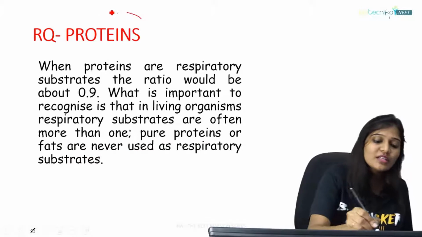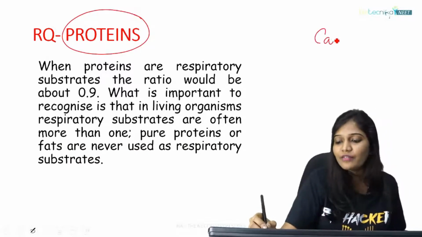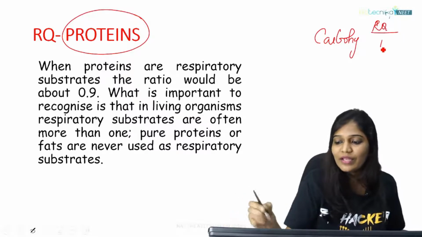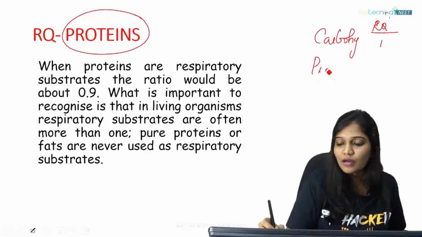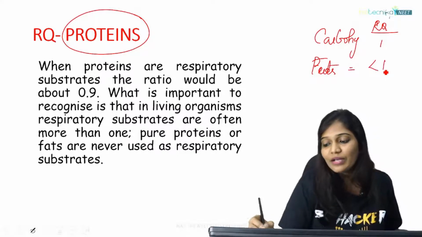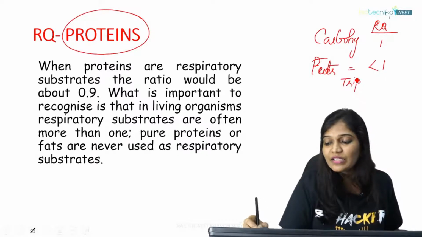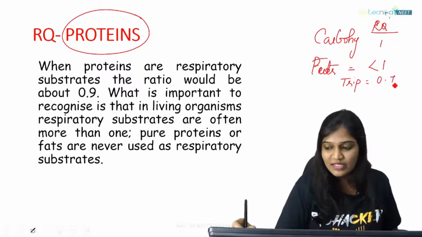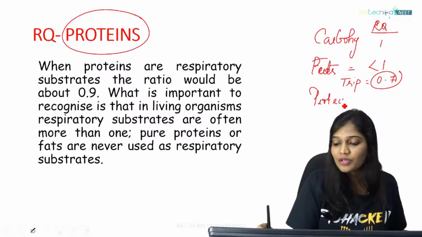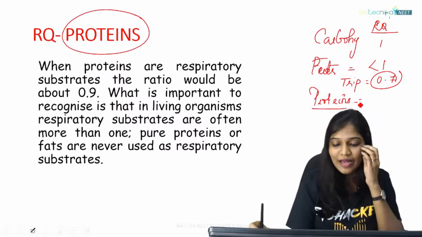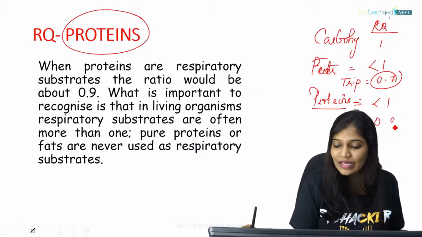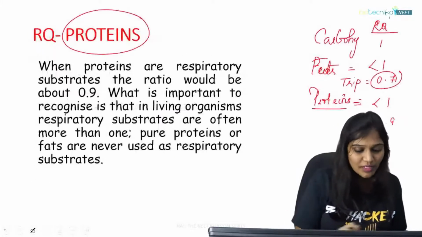Okay. Proteins. So I told you for carbohydrates, the RQ value is going to be 1. We have done with fats, which is going to be less than 1. Tripalmitin, very specifically, is going to be 0.7. If it's proteins, proteins usually have a value which is less than 1. Usually it's going to be 0.9. You can see it over here. It's going to be 0.9.